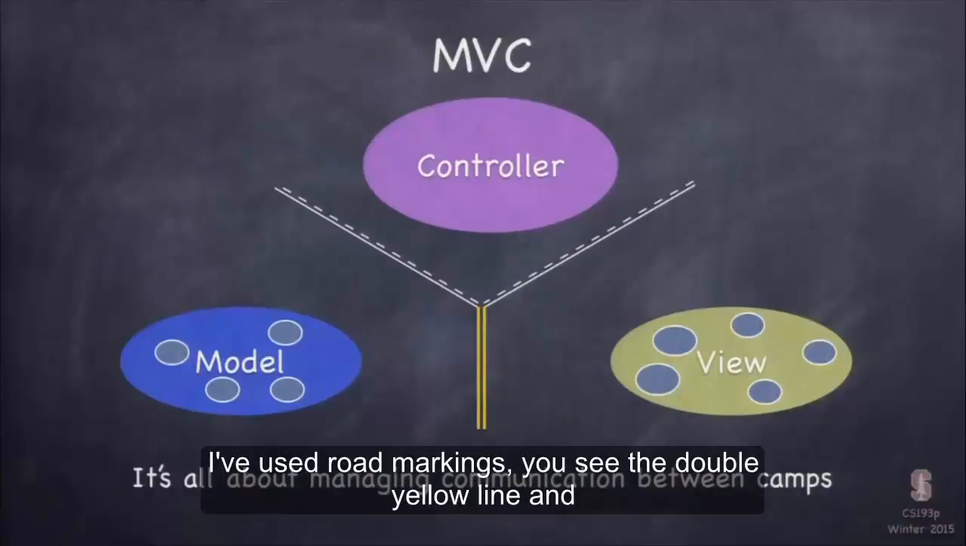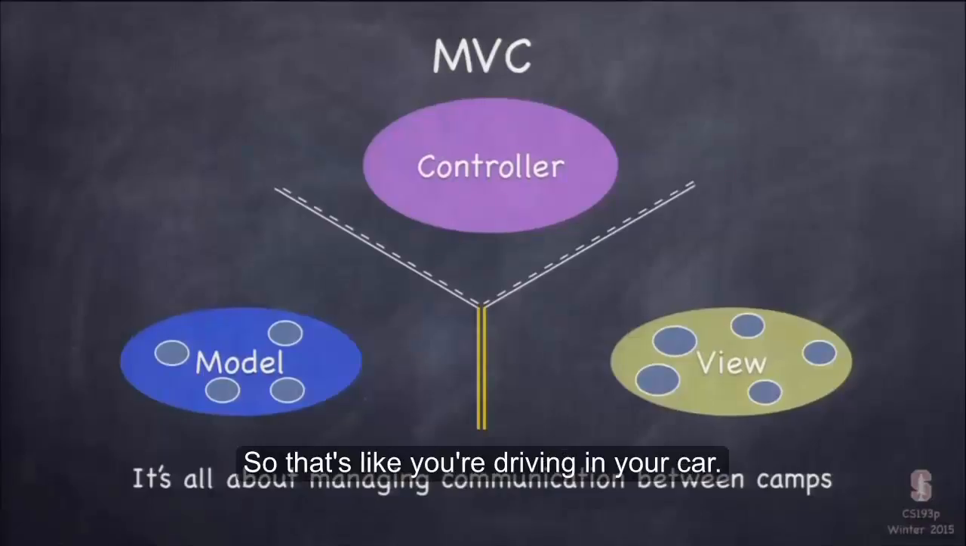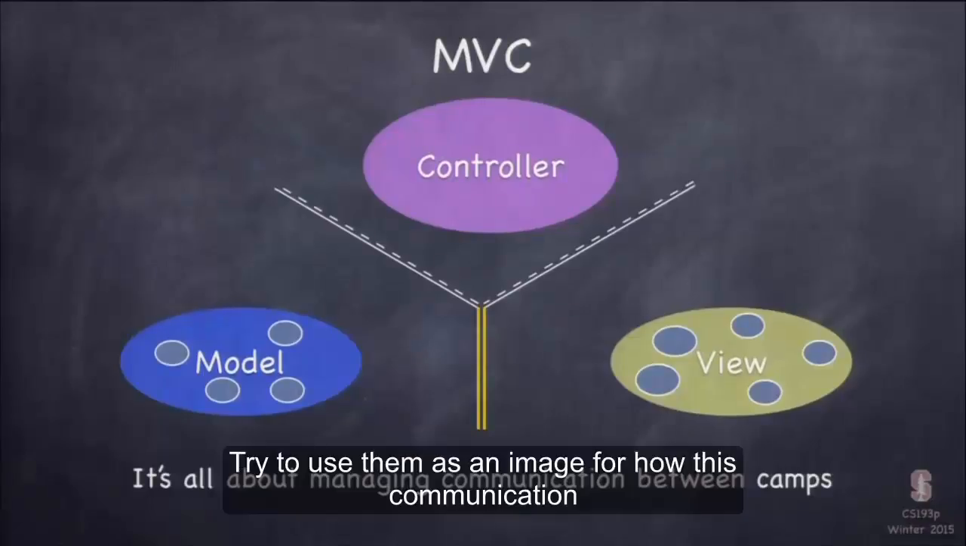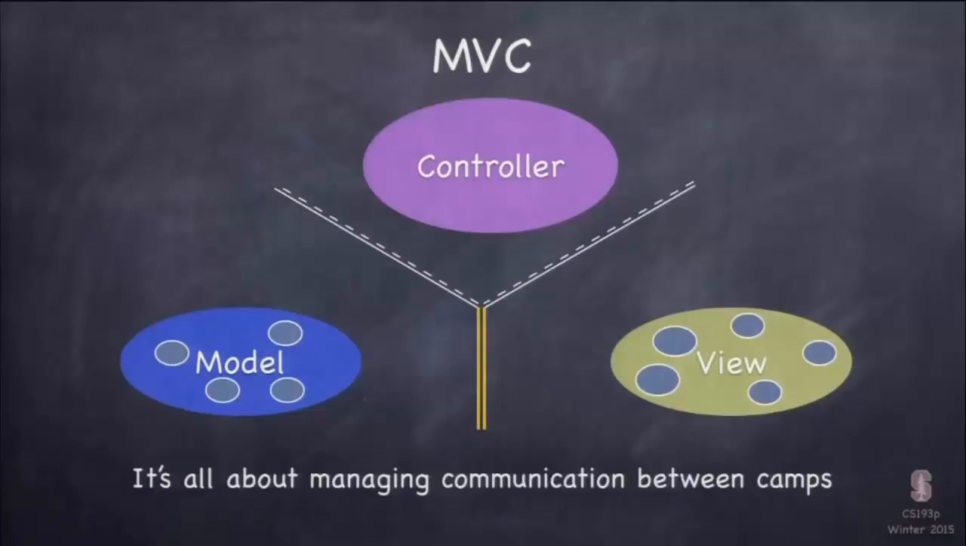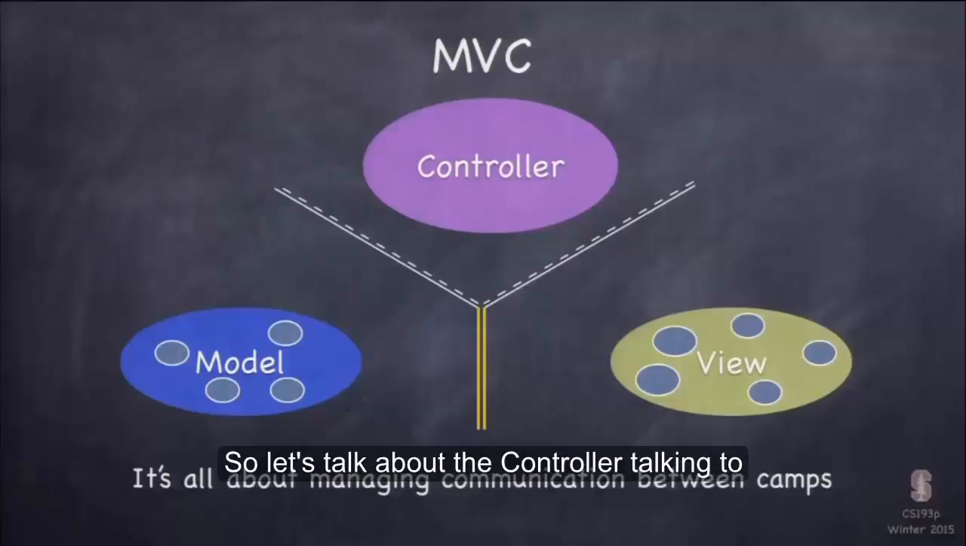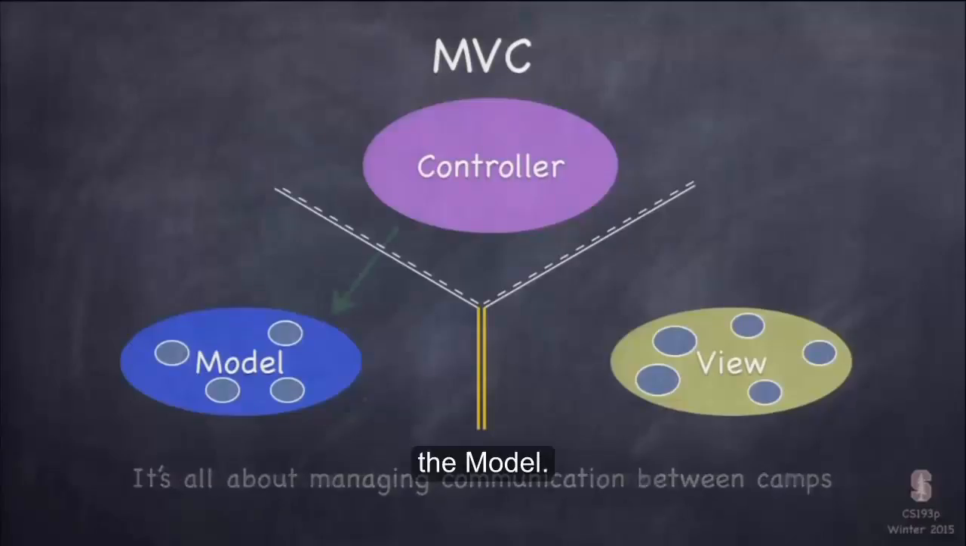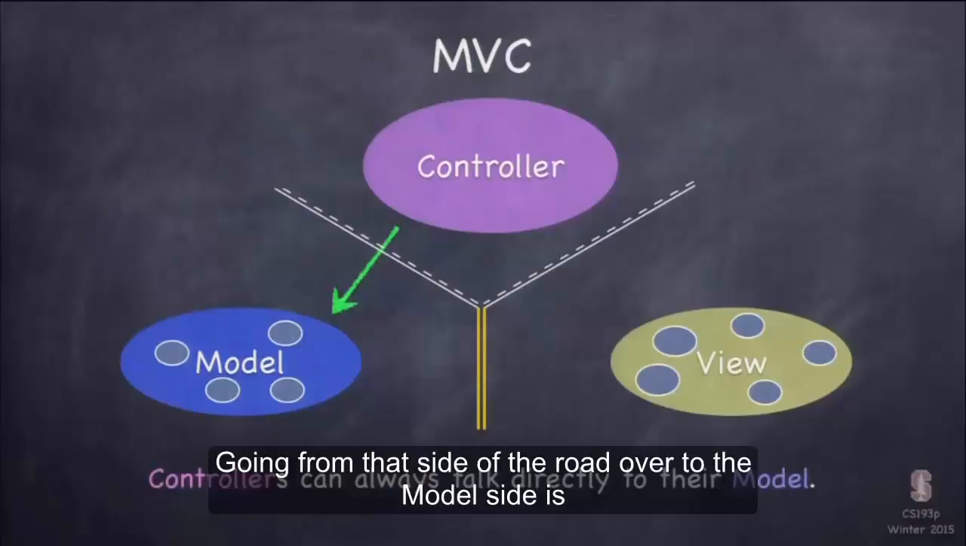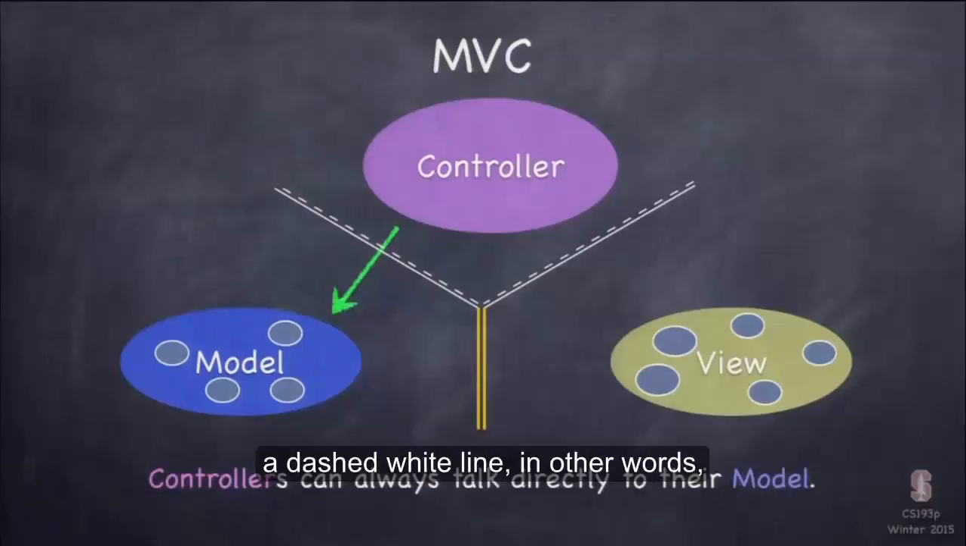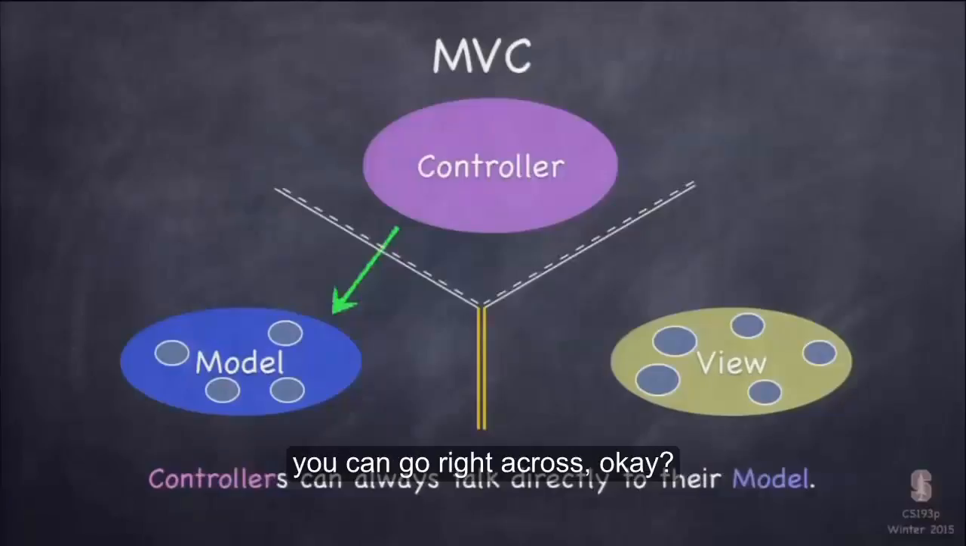And so I'm going to try and summarize how the communication works between these camps, and I've used road markings. You see the double yellow line and then the dashed white line, so that's like you're driving in your car. Try to use them as an image for how this communication happens, where it's allowed, where it's not allowed, okay? So let's talk about the controller talking to the model. Well, going from that side of the road over to the model side is a dashed white line. In other words, you can head right across there. Probably want to look before you go, but you can go right across, okay?